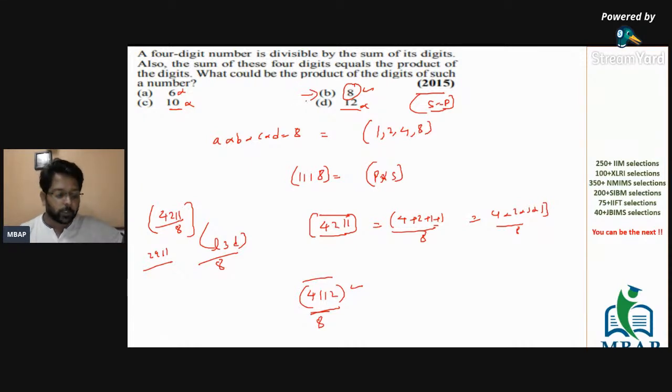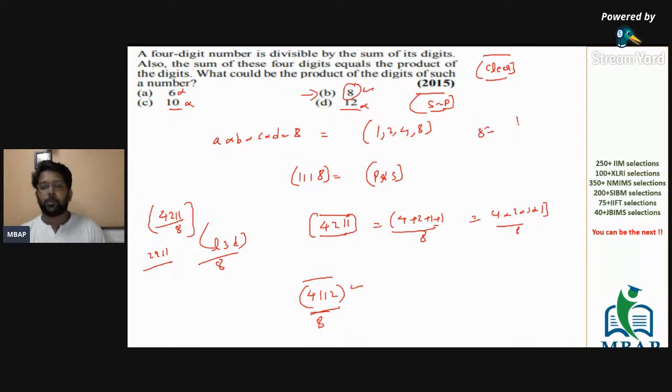So the answer for the given question, I repeat, would be what? It's going to be 8. Is this clear to all of you? Perfect. The value is 4112. Yes, the value that we considered was 4112. There was only one combination.